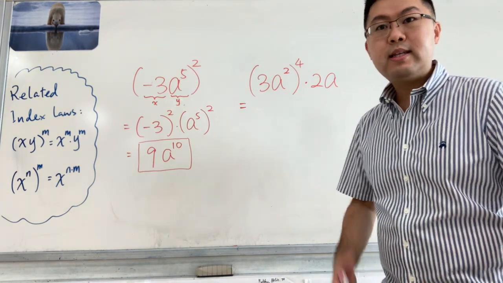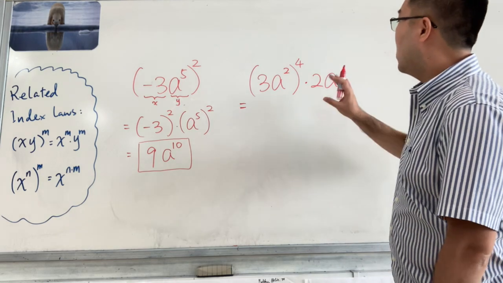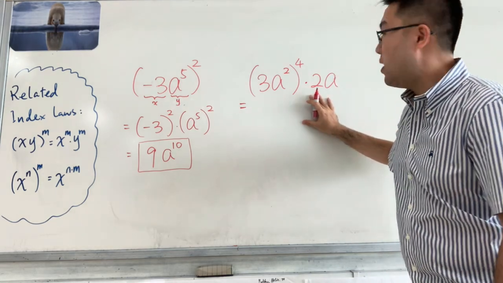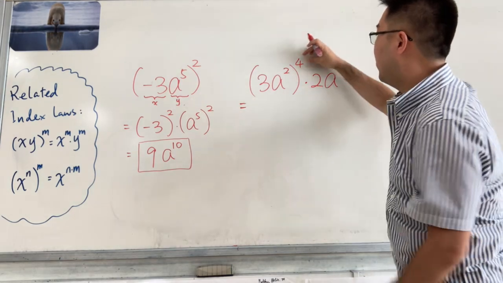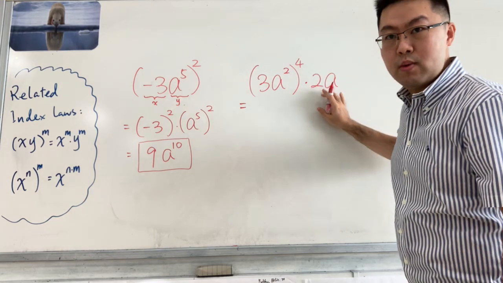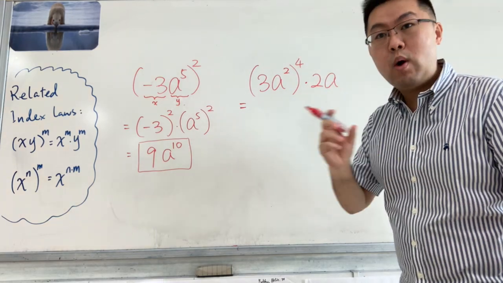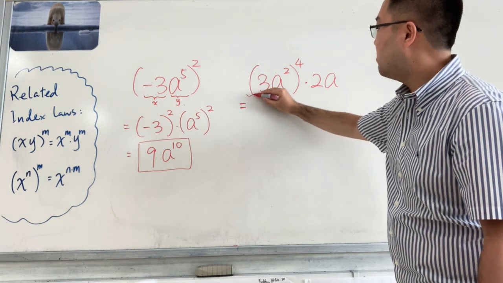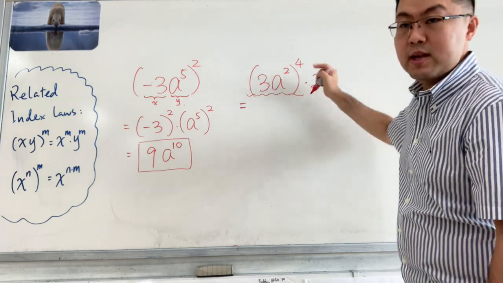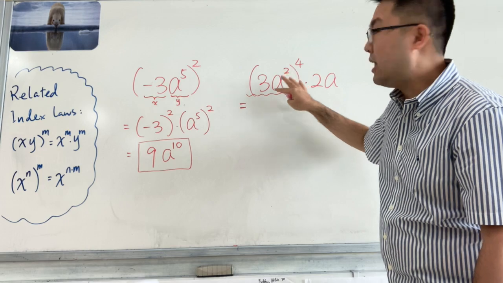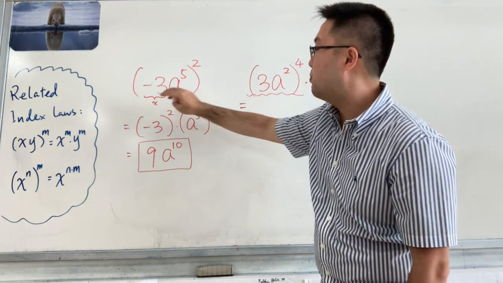All right, let's take a look at another one. So the second one looks a bit more complicated, right? We have this whole thing to the power 4 multiplied by 2a. Let's deal with one structure at a time. So let's take a look at the first part. Does it look familiar to you? It's actually exactly the same structure as the previous one.